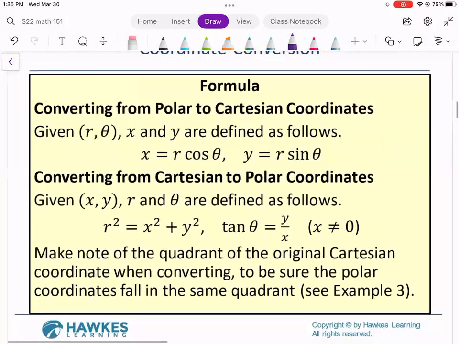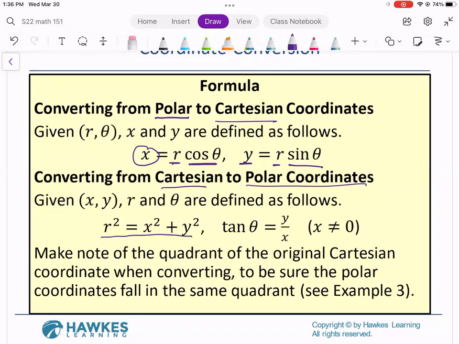If we have polar and we want to convert to Cartesian, the x value is just the r value times the cosine of theta. The y value is r times the sine. And likewise, if we have Cartesian and we want to convert to polar, then we're going to use r squared as x squared plus y squared, and the tangent of theta is y over x. Do be very careful to make sure you know what quadrant you're in when converting, and be sure that the polar coordinates fall in that same quadrant. We'll talk about an example here in just a minute.